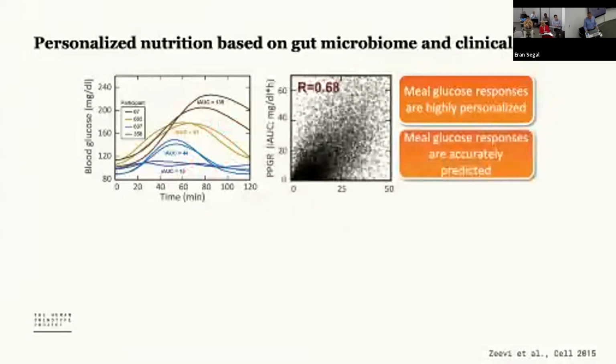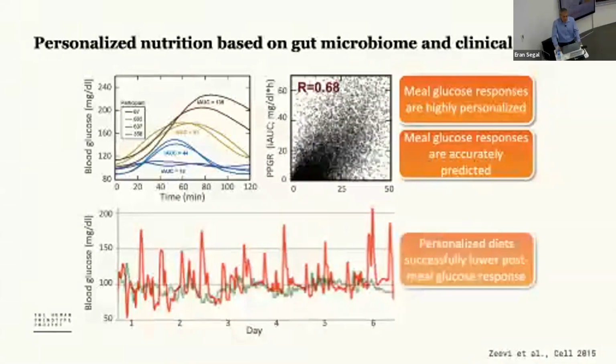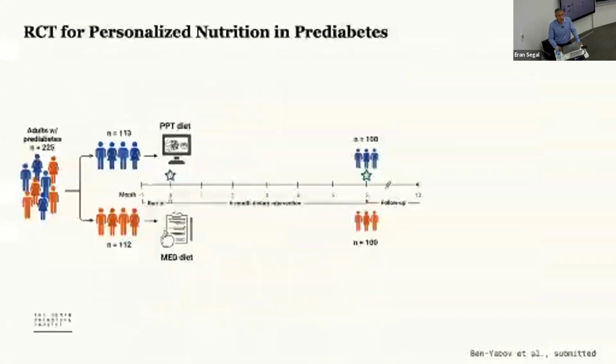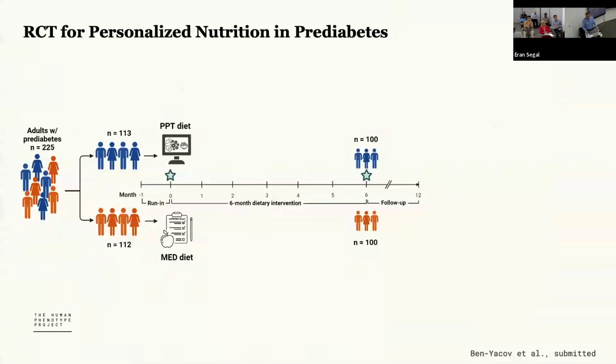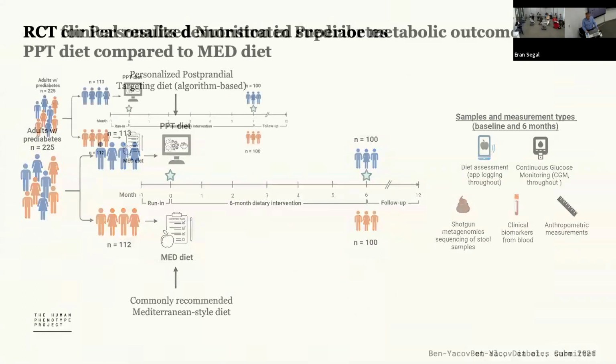We developed an algorithm that could predict these, such that when we take people who are pre-diabetic and have many jumps and spikes in glucose levels, we could actually tailor a diet specific to them that would balance their blood sugar levels. And so we recently did an intervention where we took 200 people with pre-diabetes and randomized them into either a diet based on our algorithm or a diet based on the standard of care, a Mediterranean diet. And we also collected many markers before and after this 6 months intervention.